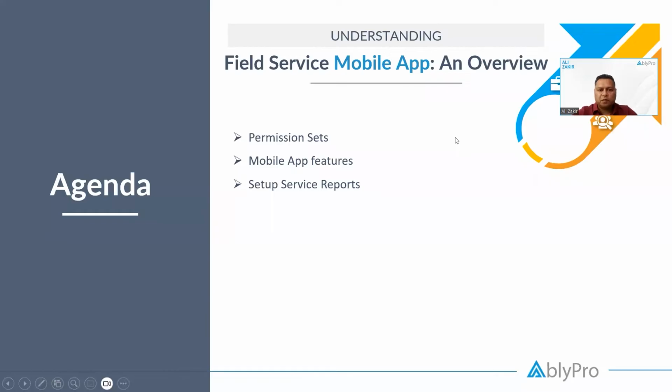First, we're going to touch upon the permission sets that are required, and we'll show you that in the demo. Then we'll talk about the mobile application itself and look at some of the key features it has, the out-of-the-box features. And then we'll also talk about service reports, how they work in conjunction with the mobile application, and how we can set those up.